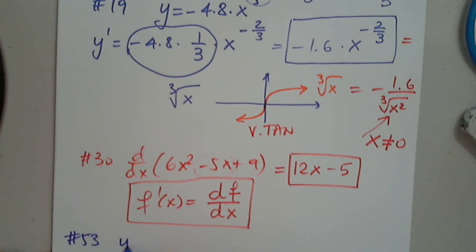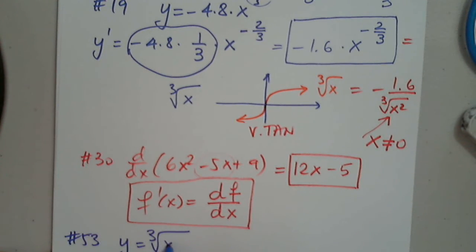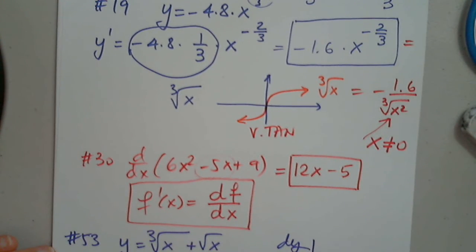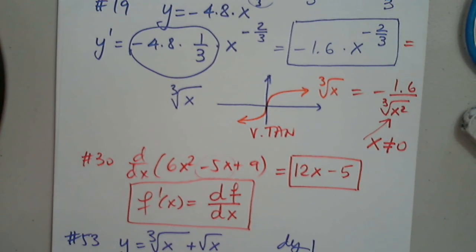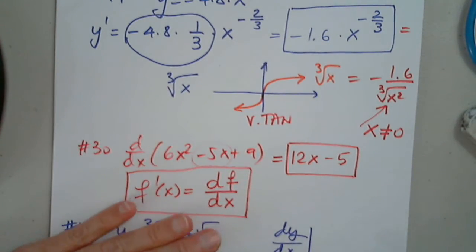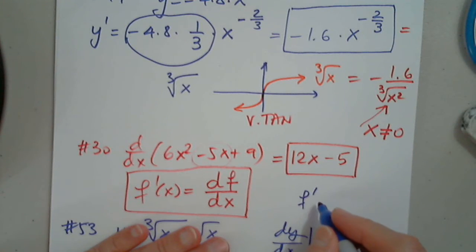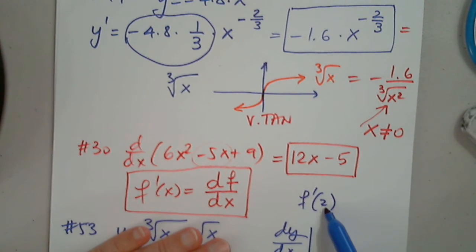So this is y equals the cube root of x plus the square root of x. And then they're asking us dy over dx at x equals 64. Perfect. Okay, so first of all, let's analyze what this means. When we have f prime, if I ask you to evaluate f prime at 2, you will find f prime and then plug in 2. Well, we don't have the same type of notation here.